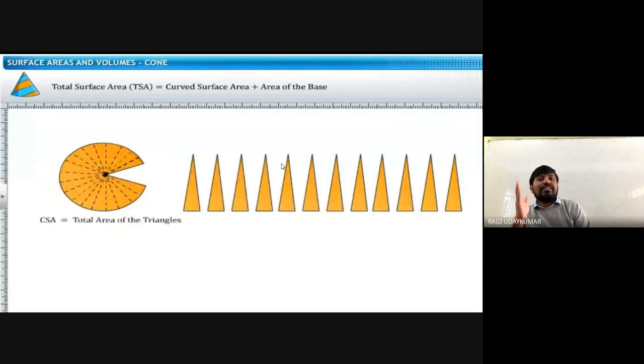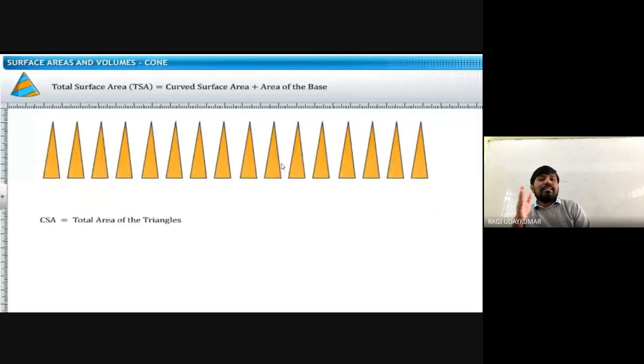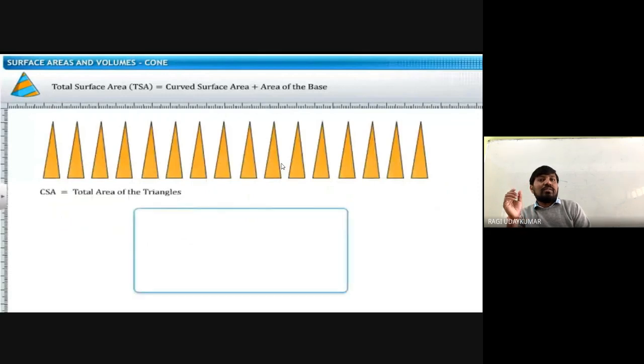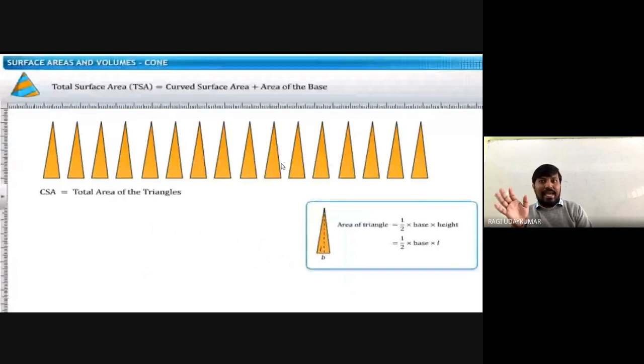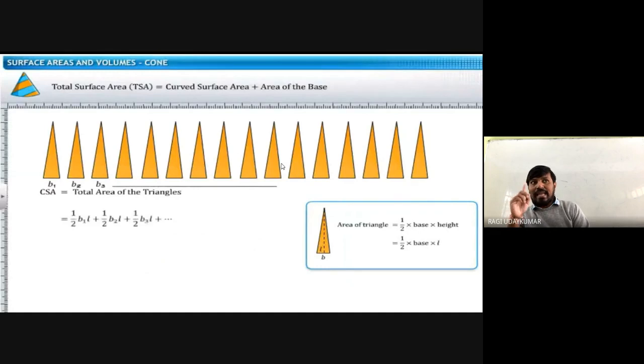Now it is divided into some triangles like this. The area of one triangle is equal to half into base into height. It is not exactly a triangle, but you have to assume an infinite number of triangles. So half into base into height, where the height becomes L, the slant height.